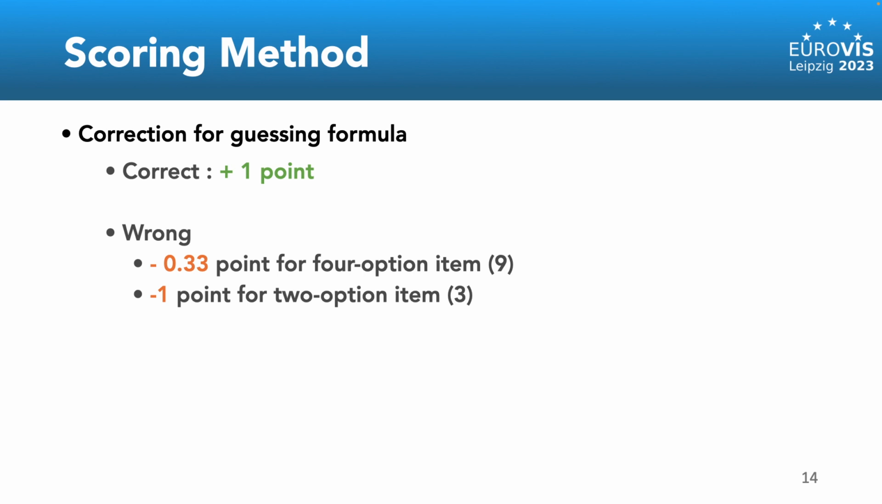For scoring, we used a method called correction for guessing formula, which assumes that there's always guessing involved in multiple choice items. Therefore, for a correct response, the participant gets 1 point. However, for wrong answers, there's a penalty of 0.33 for questions with 4 options and -1 for questions with 2 options. So in Mini-VLAT, there are a total of 9 4-option items and 3 2-option items.